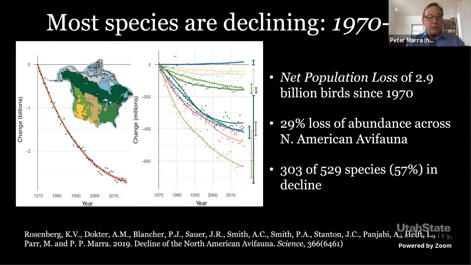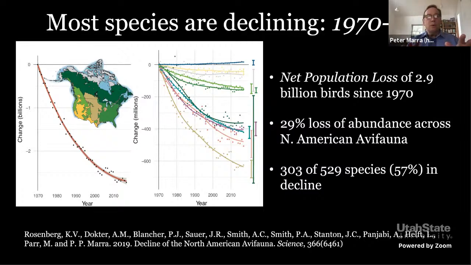But it was around 303 of 529 species, 57% of North America's avifauna, that was in decline. Not just migratory species, but all of the species that are considered North American species. The challenge is that we don't really know where, when, or what is causing the declines for most of these species.